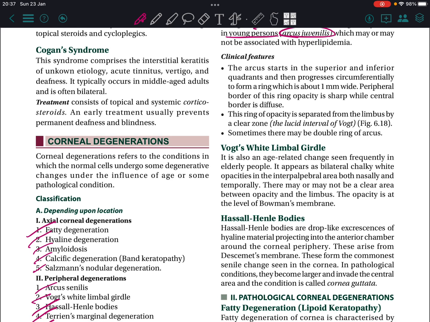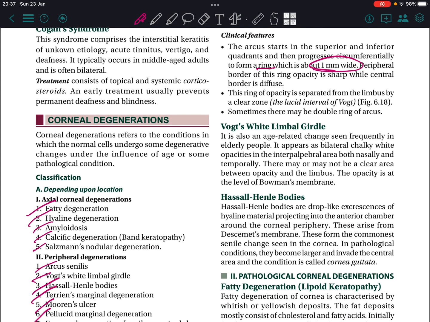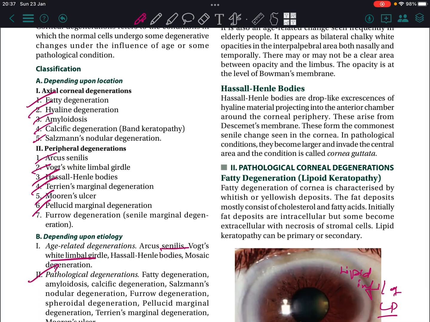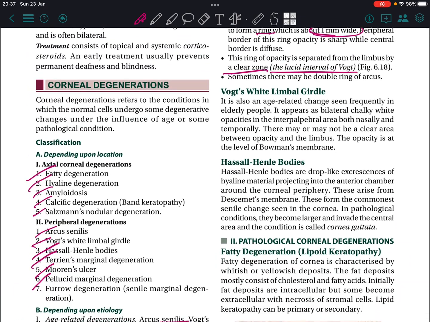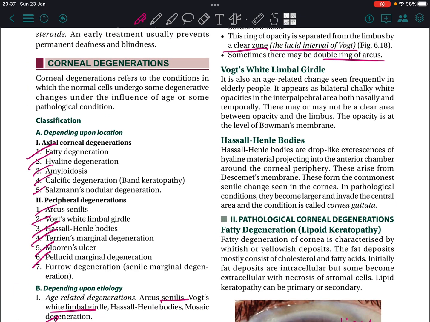The ring starts in the superior and inferior quadrants and then progresses circumferentially to form a ring which is about 1 mm wide. The peripheral border of this ring opacity is sharp while the central border is diffuse. The ring of opacity is separated from the limbus by a clear zone, the lucid interval of Vogt. Sometimes there may be a double ring of arcus.